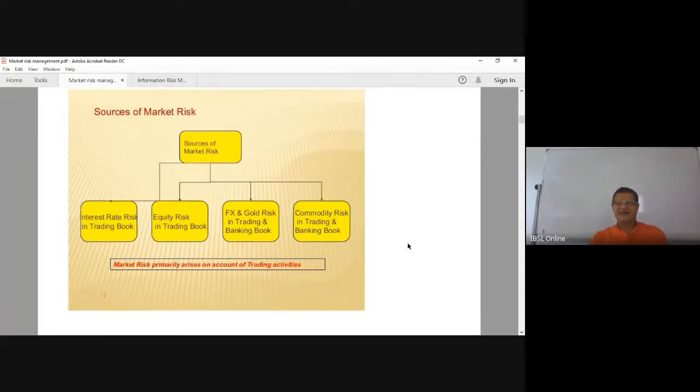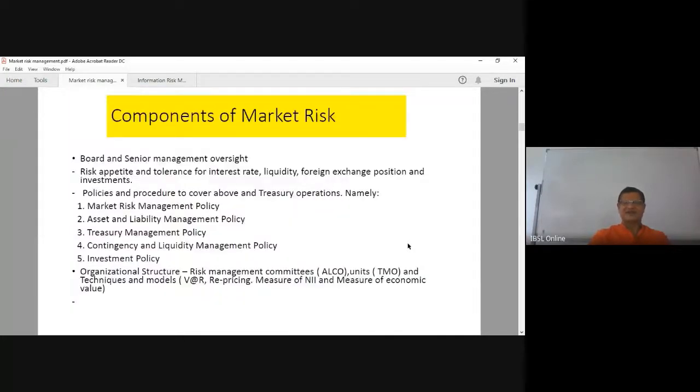So those are held in the banking book because those are needed to maintain. Anything other than that in foreign exchange, if held for resale or to trade, will be in the trading book. Commodity also can be held in the banking book as well as in the trading book. Generally, if we are only doing gold, it will be in the trading book. We don't want to have gold reserves maintained as investment purposes. So these are the sources of market risk.